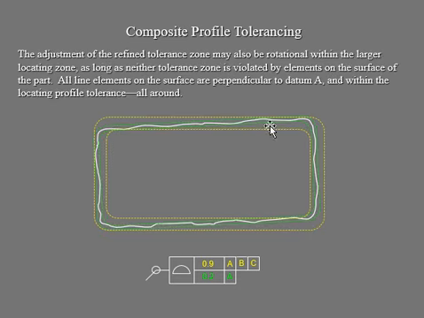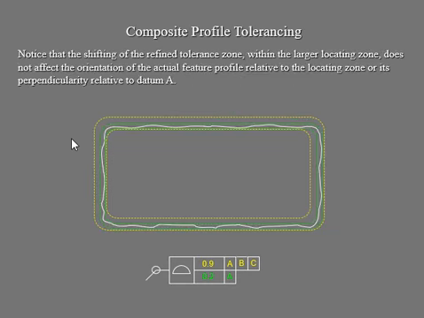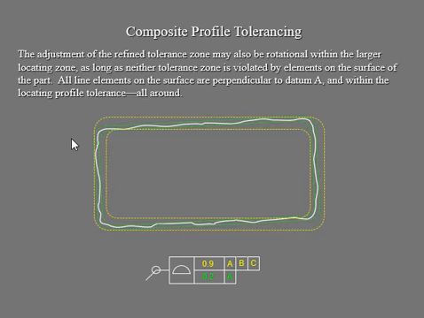Now we're going to adjust it. See how it's different from the first one. You have to play the slide like that to see the movement. The adjustment of that refined tolerance zone may be rotational within the larger locating zone. But as long as neither tolerance zone is violated, it is acceptable.